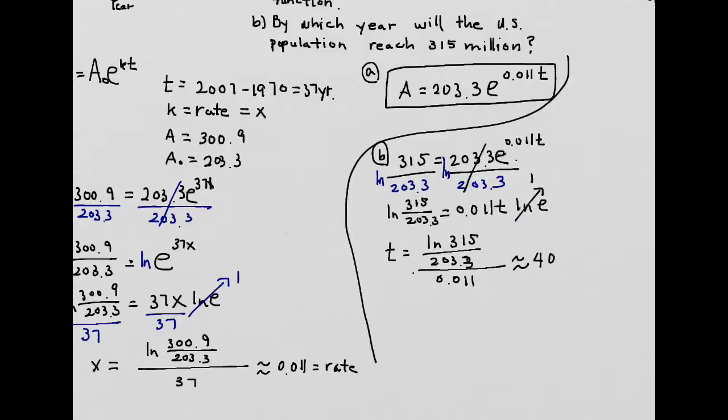So the amount that it started, this amount right here, started in 1970. And when you add 40 years to that beginning year, you get about 2010. So the year 2010 is when your population will become 315.